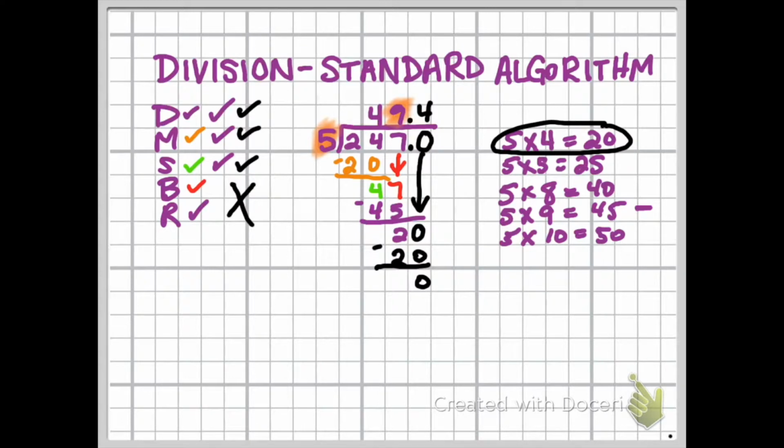So not only is your answer going to be 49 and 2/5, but it's also written as a decimal, 49 and 4/10, because this is in the tenths place. Okay? So that's one strategy that you've learned today.